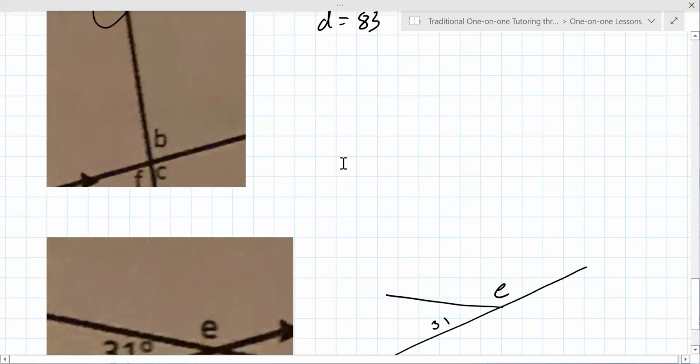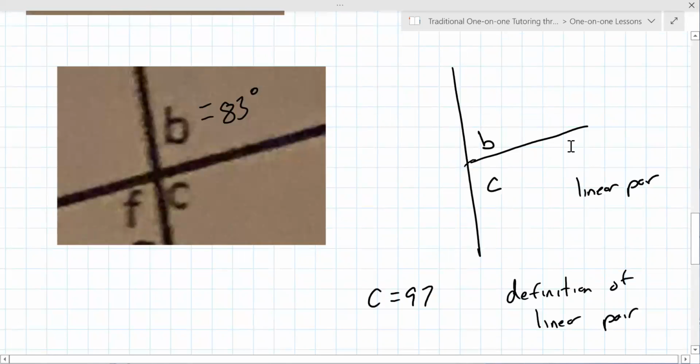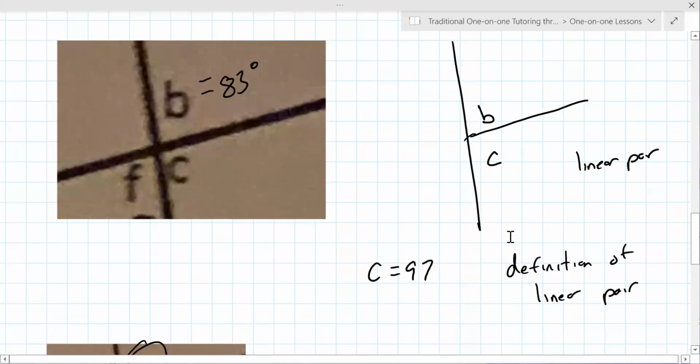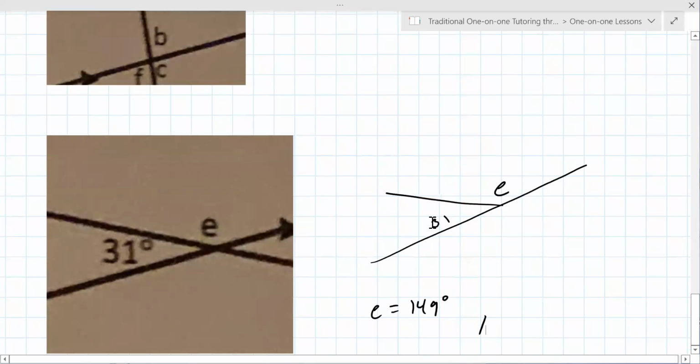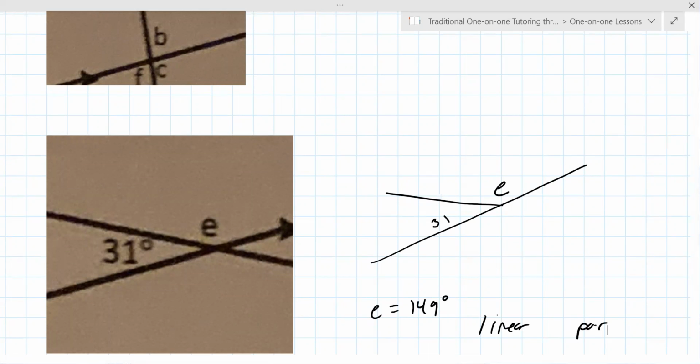Let's go back to this one right here. How did you find that C was 97? Because it was a linear pair on a 180-degree line. This is also a linear pair for the same reason. Did I say corresponding instead of linear? You said, well, I'm pretty tired. Don't worry about that. You've got to say linear pair. There's no other answer here. There's no gray zone. Okay. Linear pair, 149.